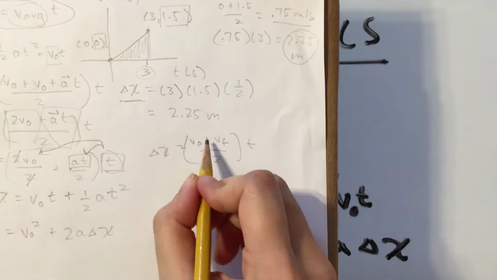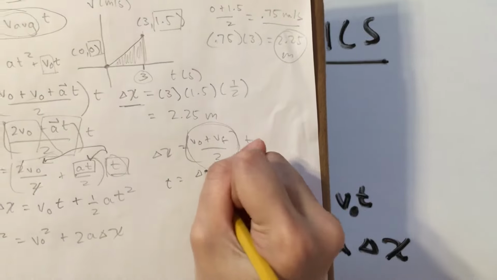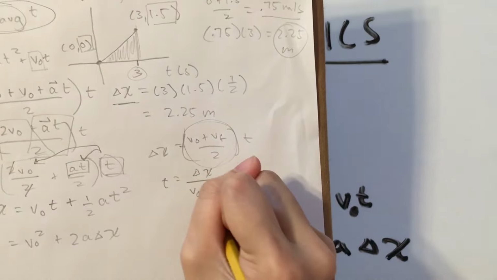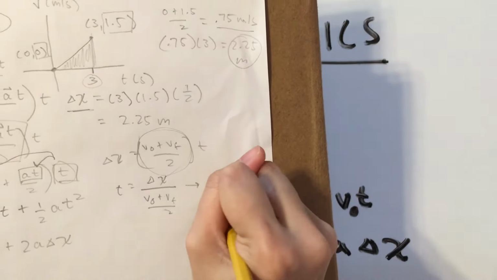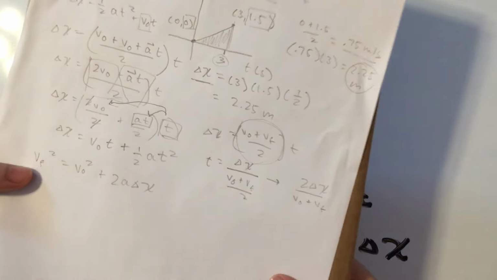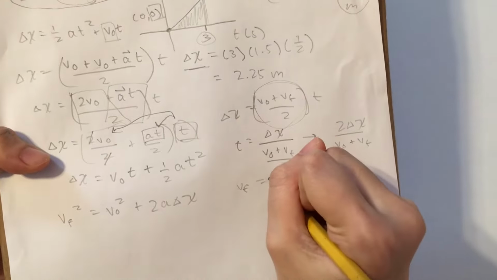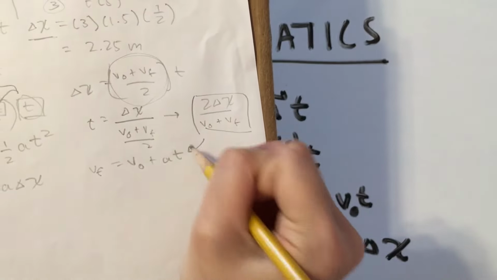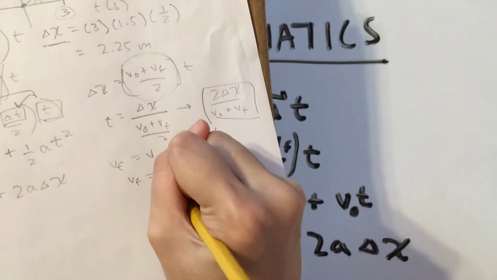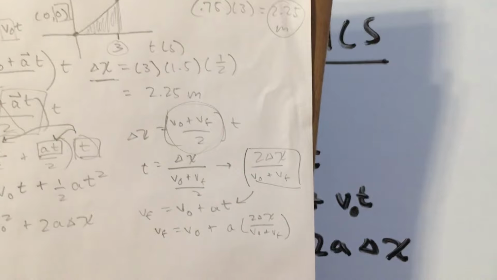Okay, now let's solve for time by dividing both sides by this whole thing. So we get time equals delta x, which is on top, divided by this whole thing, which is (v sub 0 plus v sub f) over 2, which simplifies into 2 delta x over (v sub 0 plus v sub f). Okay, so now that we know what time is, we can substitute it into this first equation, which is final velocity equals initial velocity plus acceleration times time. So v sub f equals initial velocity plus acceleration times 2 delta x over (v sub 0 plus v sub f). Okay, that's a lot.